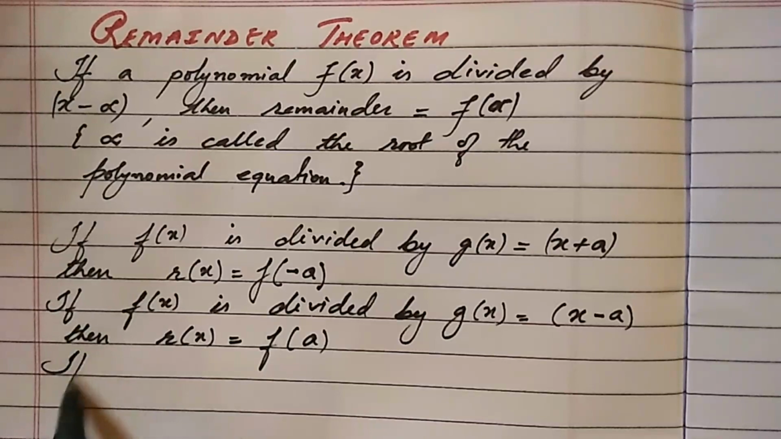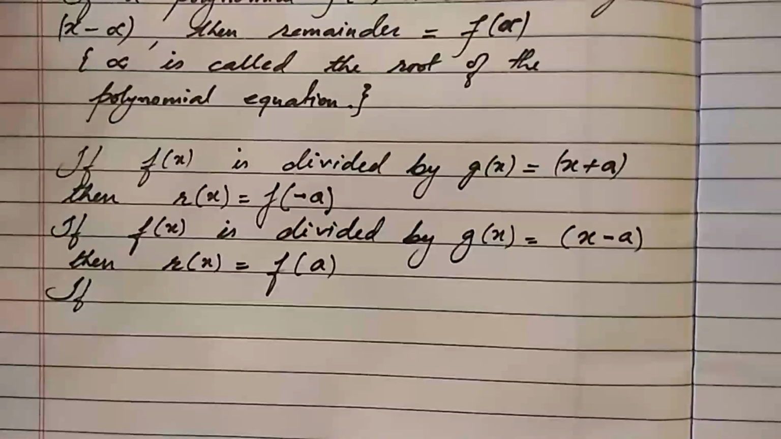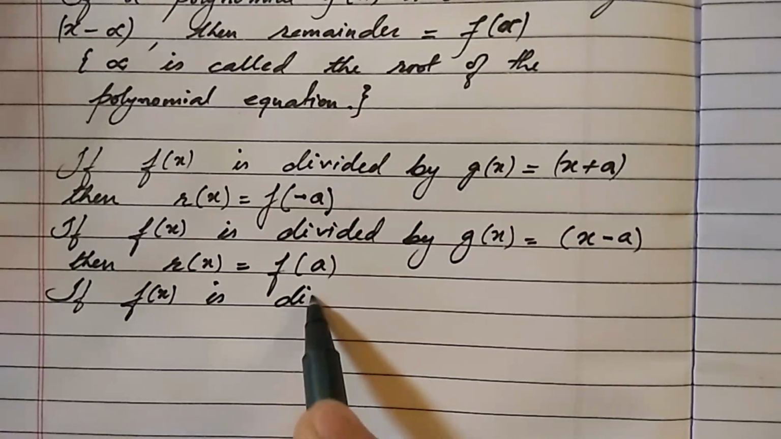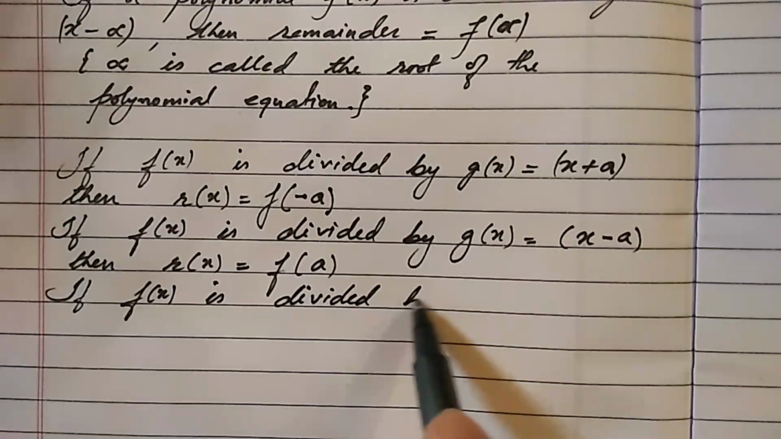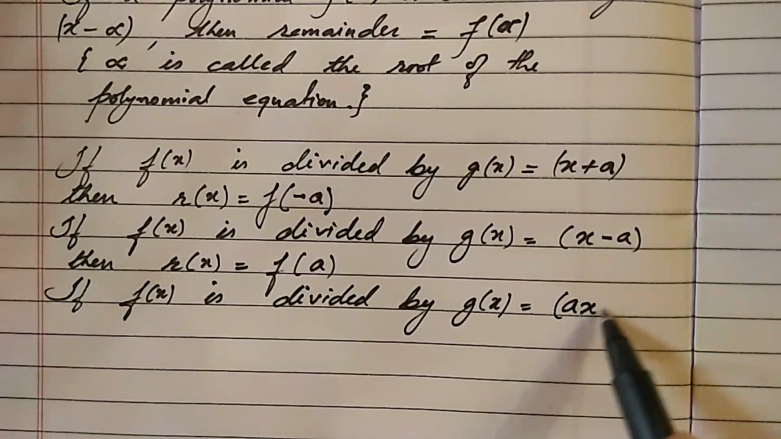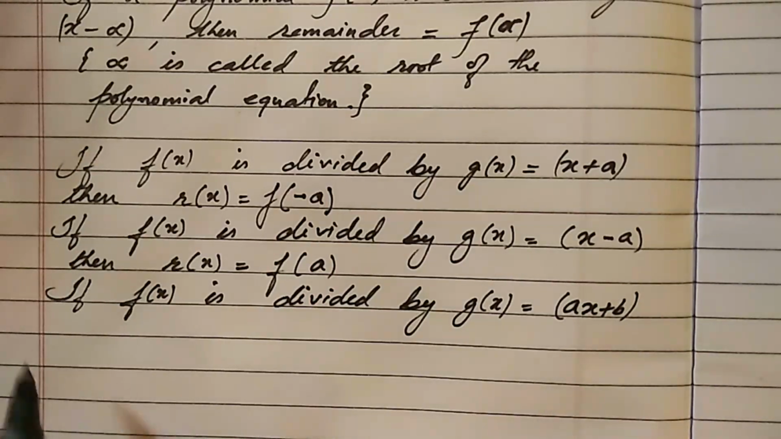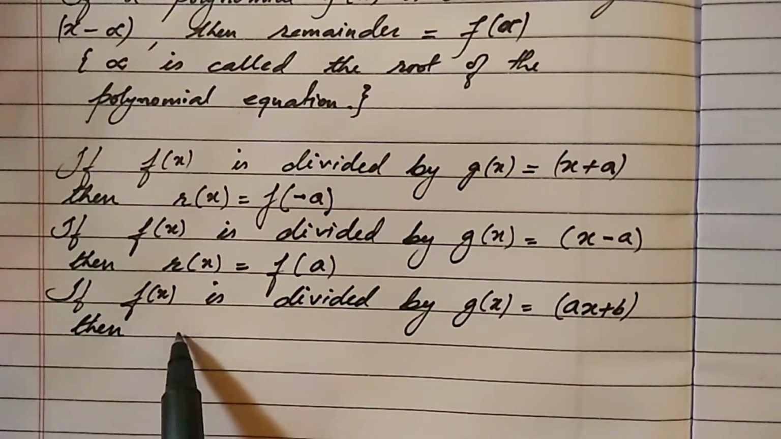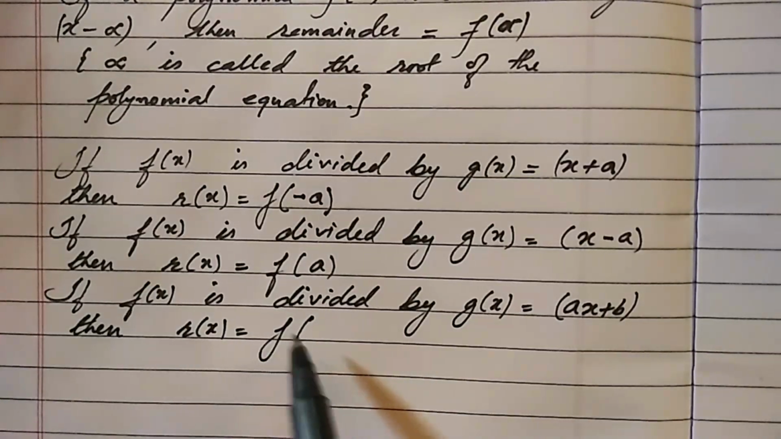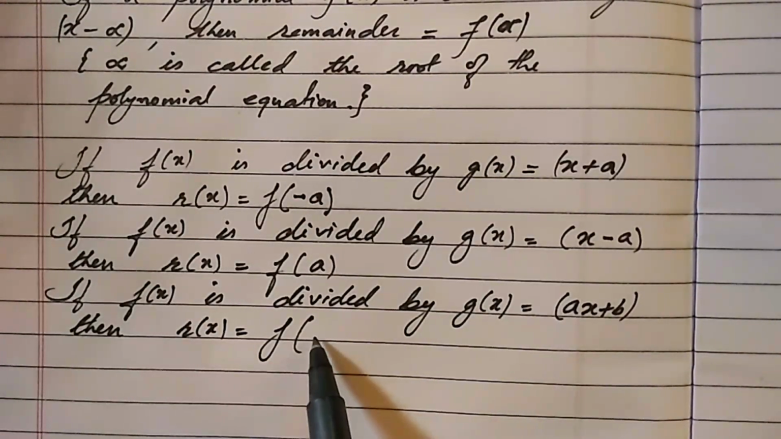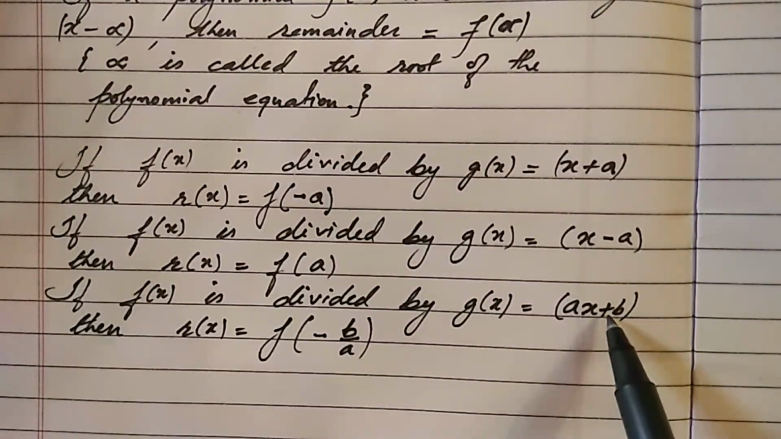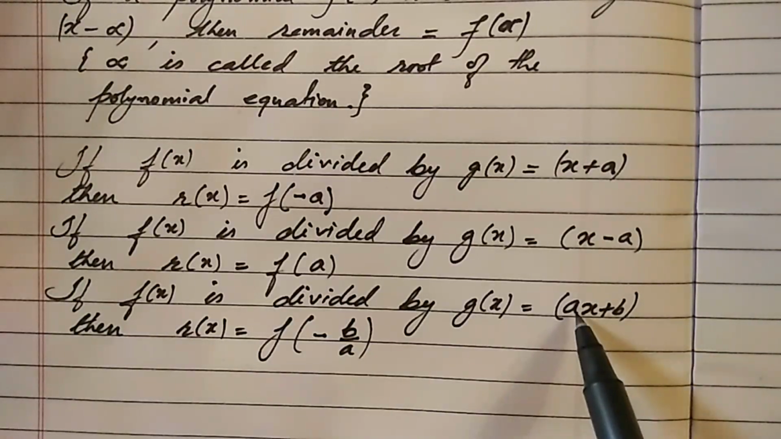Now what if f(x) is divided by another polynomial g(x) equals, suppose, ax plus b? Then the remainder r(x) can be obtained by simply replacing the value of x in f(x) by minus b upon a. So when we have plus, we replace it by minus b upon a.